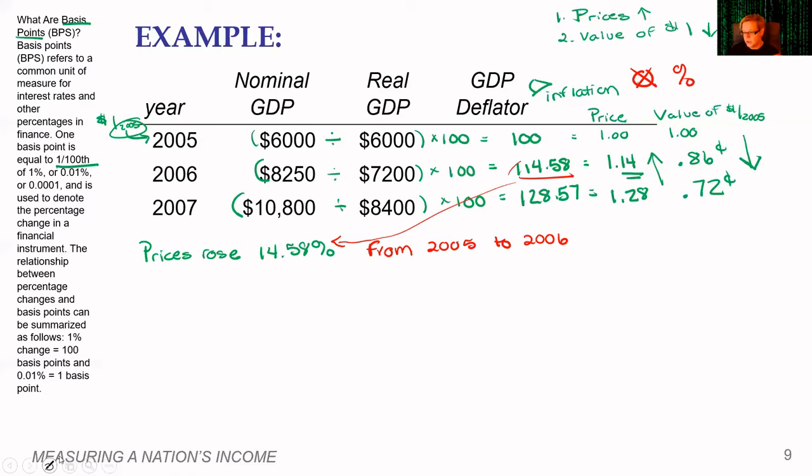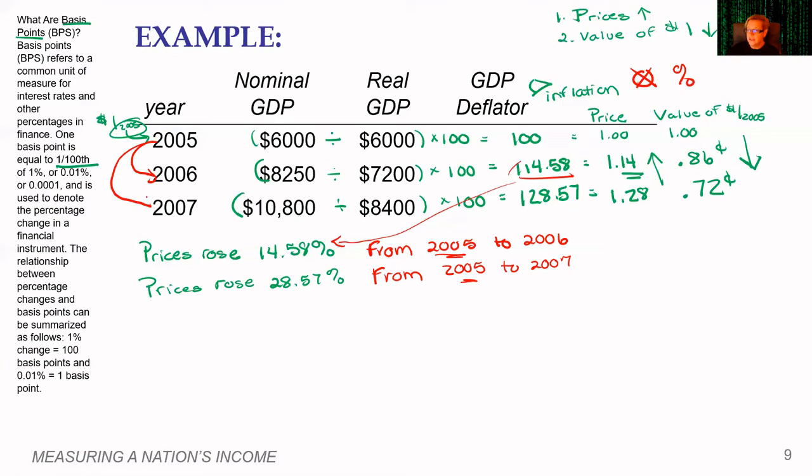Likewise, I can also say, this is where the interpretation has to include the base, that prices rose 28.57% from, and again, I have to start with the base, 2005 to 2007. Notice that all my interpretations have to include the base. So it is okay to use the GDP deflator to go from 5 to 6 and from 5 to 7.